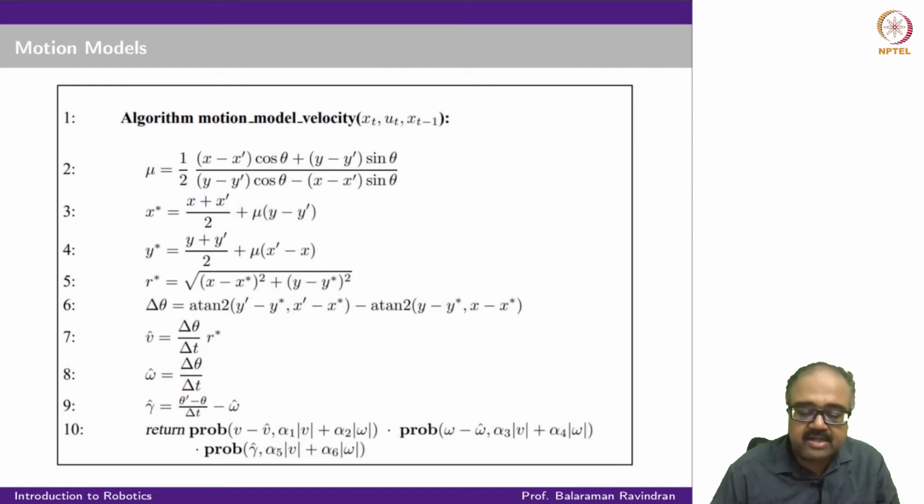So this x star y star is the center of the circle that I am traversing when I am moving with the velocity v t and omega t. That's the assumption here. I am assuming that this will be the circle that I am traversing, assuming that I have a constant translational velocity and constant angular velocity for the time delta t. And so this is the center of the circle, and this is the radius of the circle. This is the total angle I have traversed, and this is the effective translational velocity and effective angular velocity.